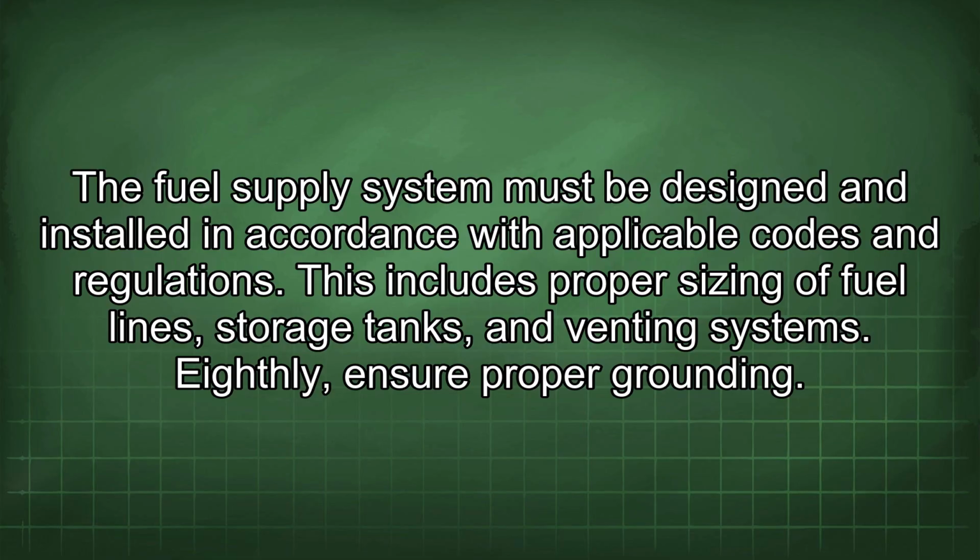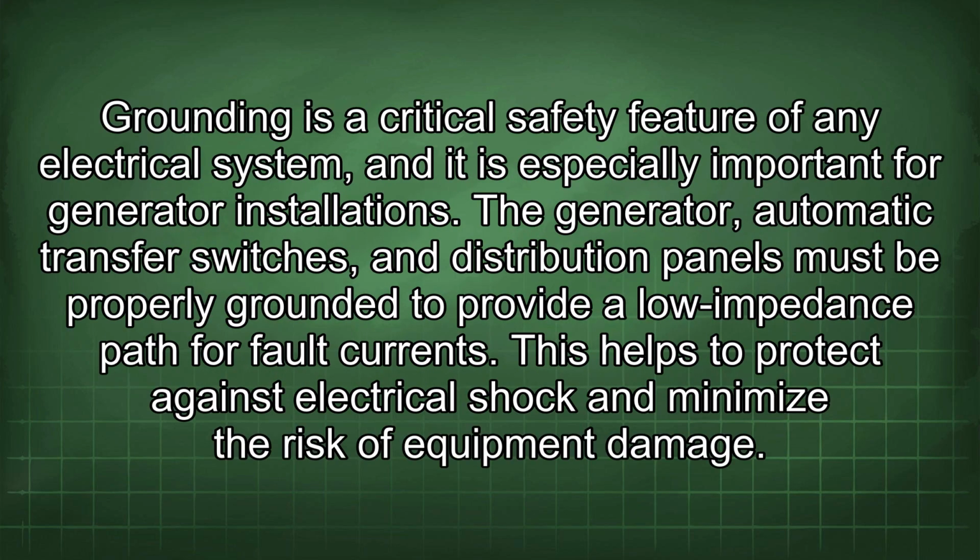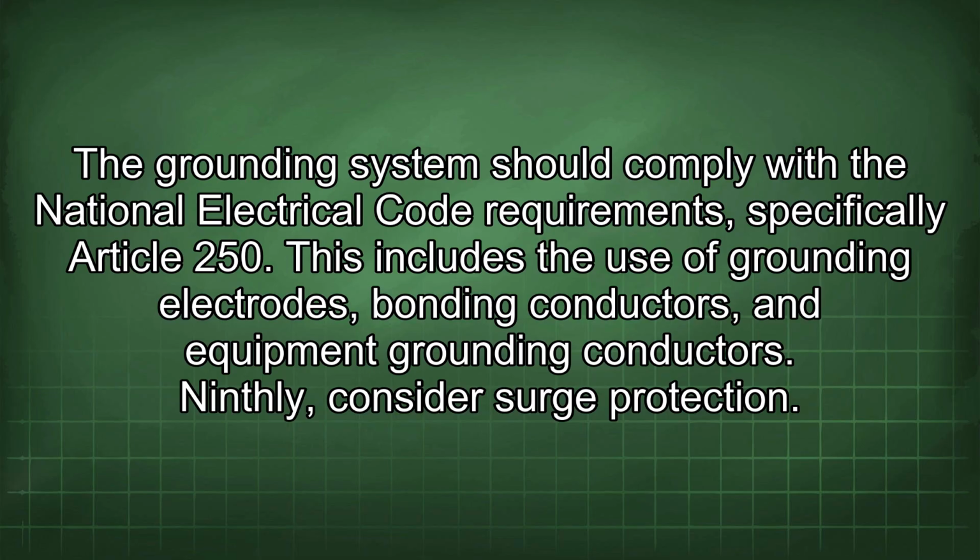Eighthly, ensure proper grounding. Grounding is a critical safety feature of any electrical system, and it is especially important for generator installations. The generator, automatic transfer switches, and distribution panels must be properly grounded to provide a low impedance path for fault currents. This helps to protect against electrical shock and minimize the risk of equipment damage. The grounding system should comply with the National Electrical Code requirements, specifically Article 250. This includes the use of grounding electrodes, bonding conductors, and equipment grounding conductors.